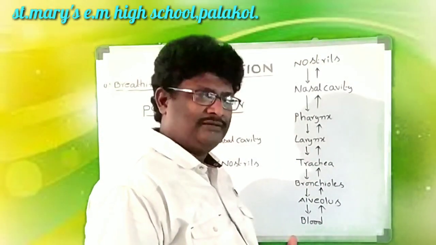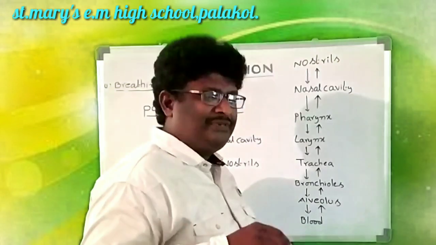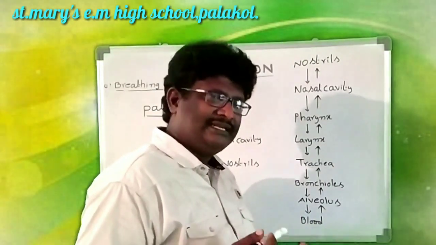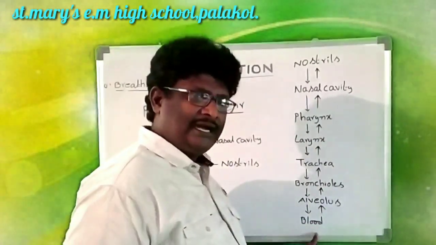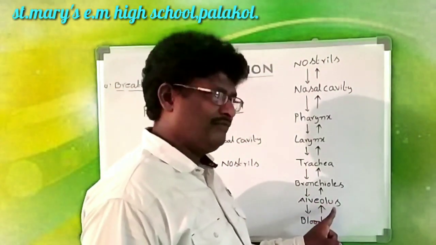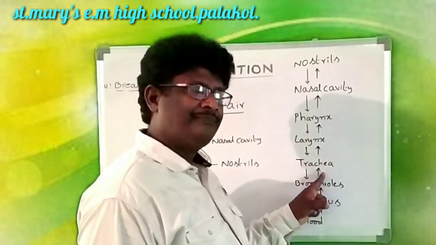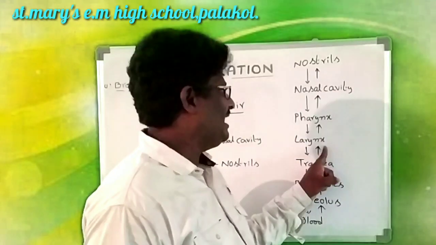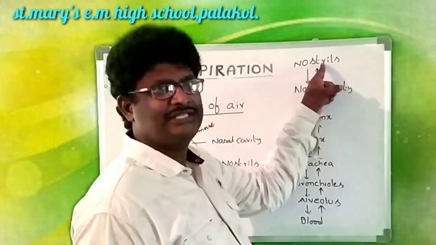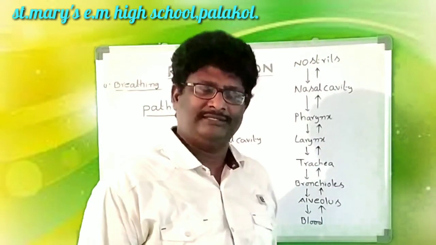After the utilization of this oxygen, immediately the body releases carbon dioxide. That carbon dioxide is collected by this blood. And again, this blood sends the carbon dioxide to the alveolus, from the alveolus to bronchioles, bronchioles to trachea, trachea to larynx, larynx to pharynx, pharynx to nasal cavity, nasal cavity to nostrils, nostrils to go out into the atmosphere.